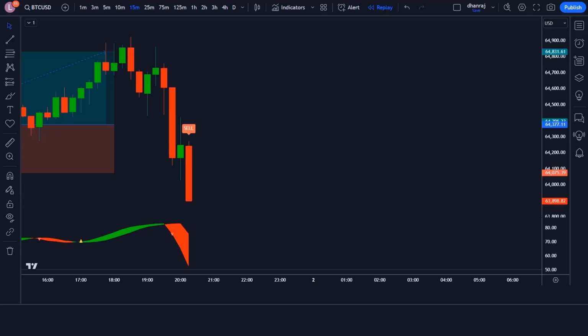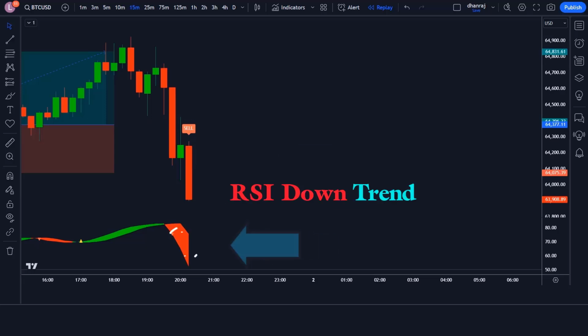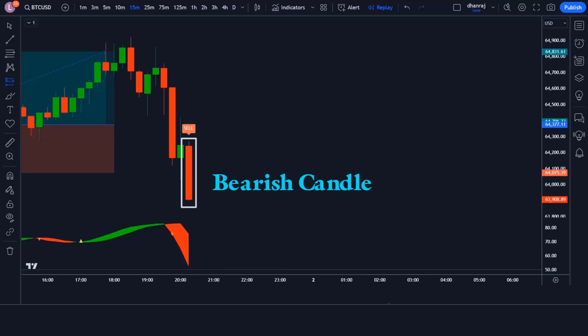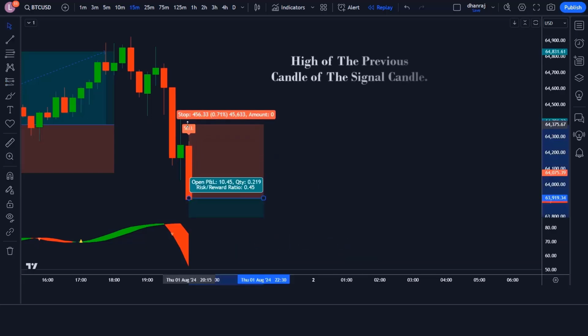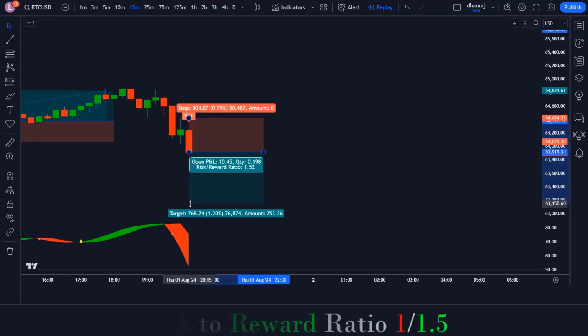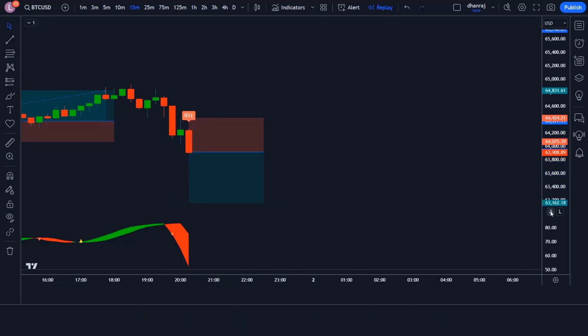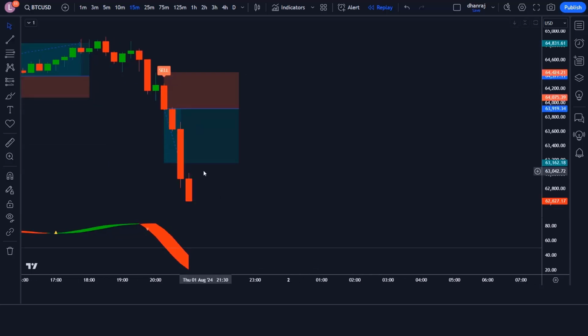We have got the signal. Here the kernel switch indicator gives us a sell signal. Here the RSI trend indicator shows RSI downtrend. Here the market has made a bearish candle to give confirmation. So all our conditions are being fulfilled, so we are placing an order to sell. Our stop loss is to be placed at the high of the previous candle of the signal candle, and the risk to reward ratio will be 1:1.5. Let's see what happens to our trade. We have won the trade. Let's find the next trade.